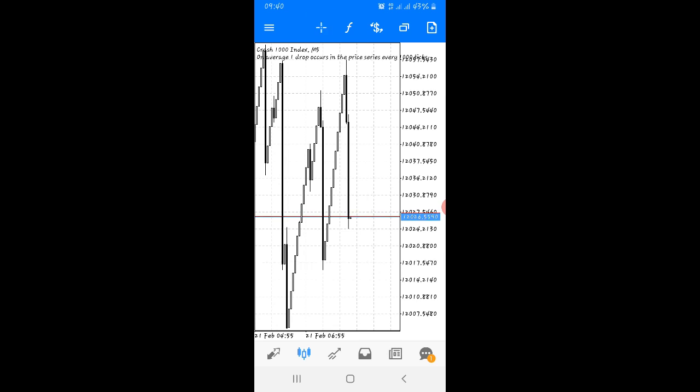I've been understanding it. I've been trying to look into the behavior of this crash and boom, and those are things I've been able to figure out. It's mostly spike on a resistance or support level. It pulls back, and you can see this, guys. You can see this.